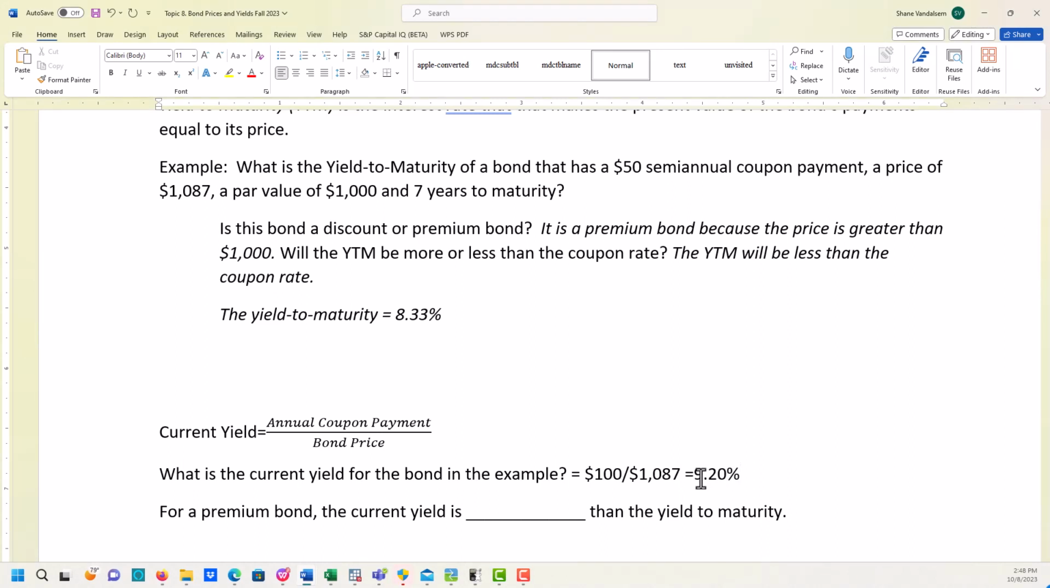So for a premium bond, the current yield is greater than the yield to maturity. For a discount bond, it's going to be the opposite.